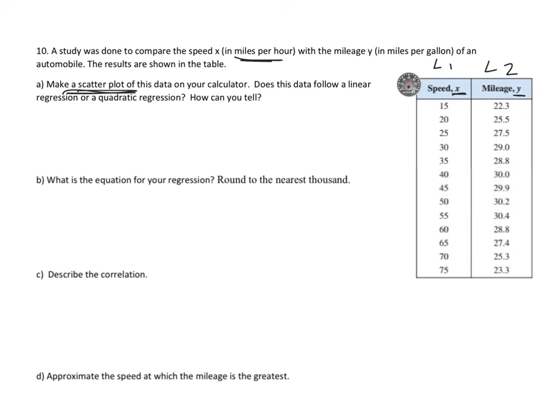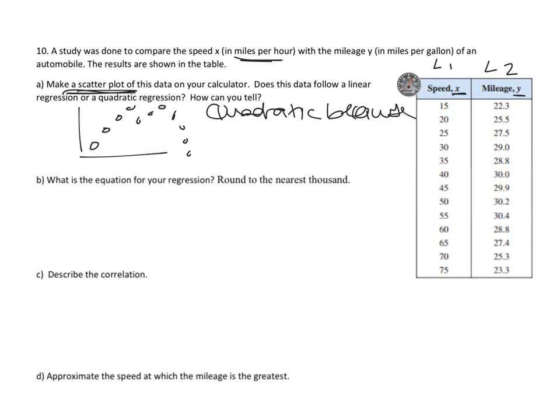When you create your scatter plot, you're going to go to the y equals, make sure the plot is on, then you're going to press zoom 9. And when you do that, you should see a scatter plot that looks something along the lines of this shape. And it says, does it follow linear or quadratic? And you would say quadratic, because my data form a parabolic arc.